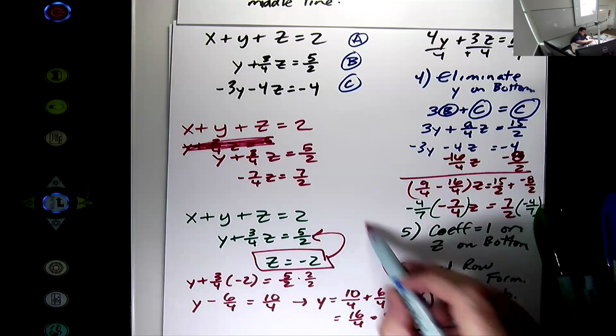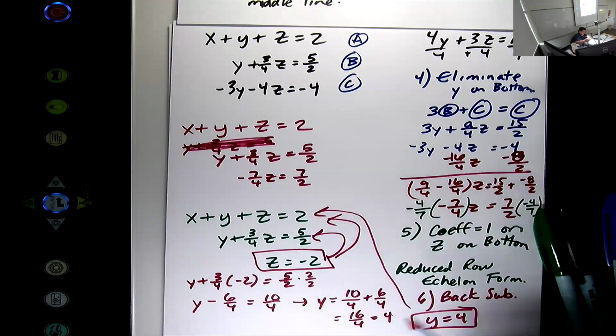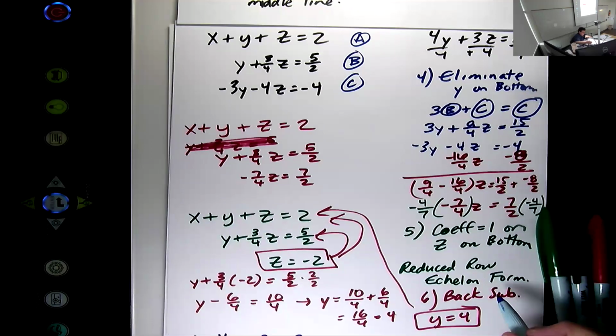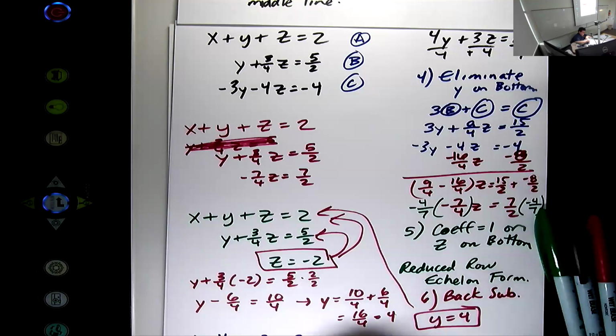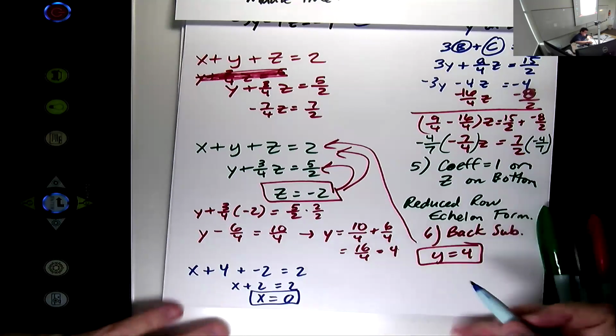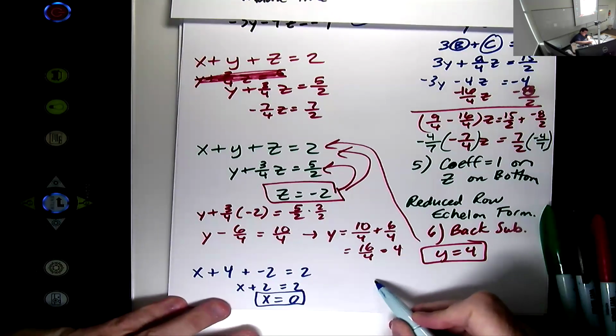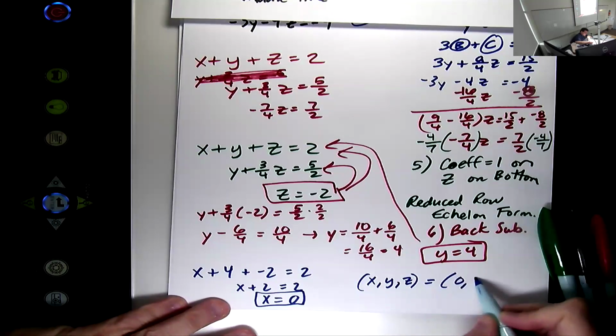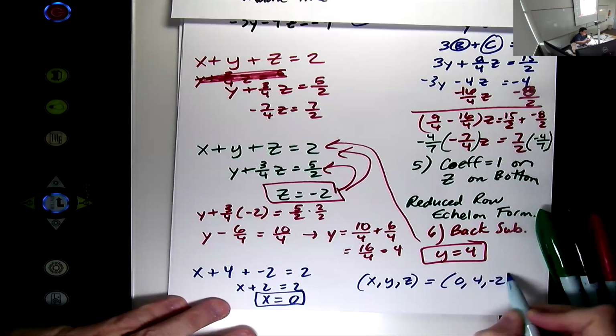And we're going to take both of those and plug them in up here. I'll do that in blue. x plus 4 plus -2 equals 2. x plus 2 equals 2, so x equals 0. And our xyz coordinate is (0, 4, -2).